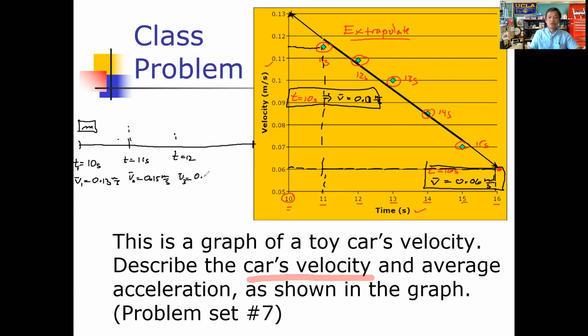So 0.1, not 0.11. Let's just call it about 0.11, so 0.11 meters per second. What I would like you to do, to finish up here, since I'm out of time, is finish up this diagram here.